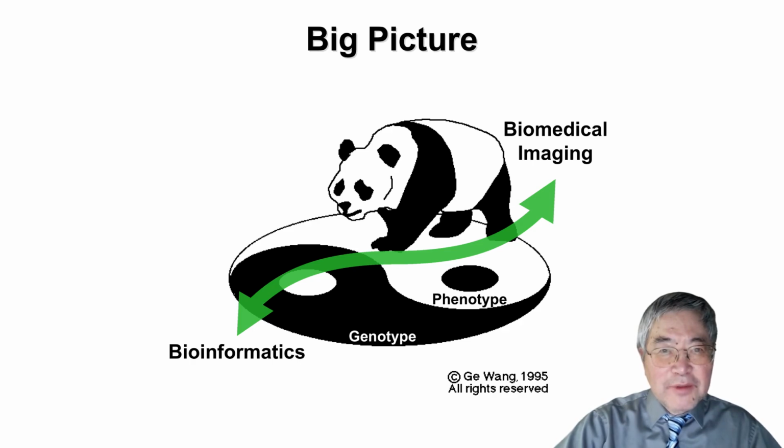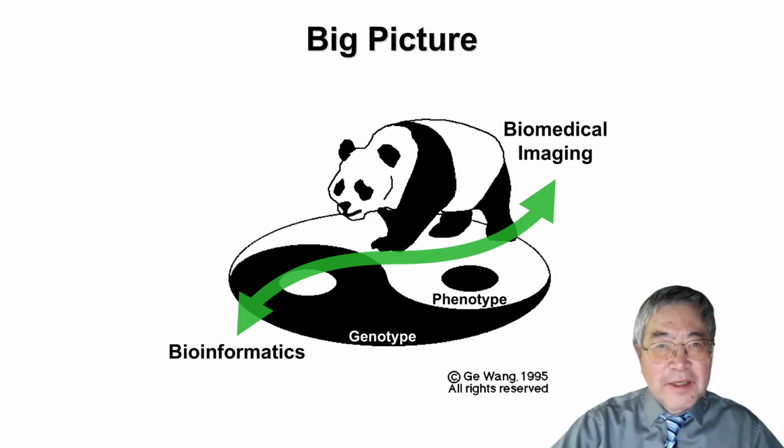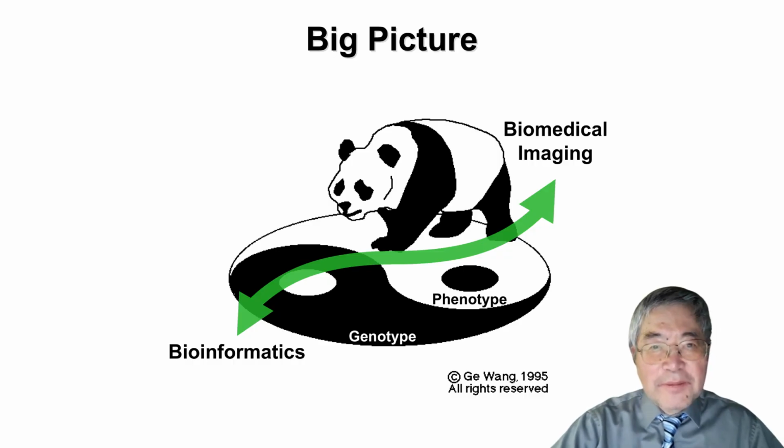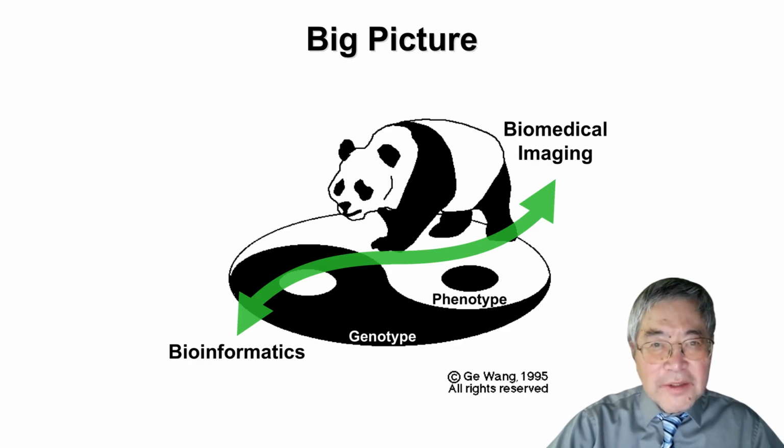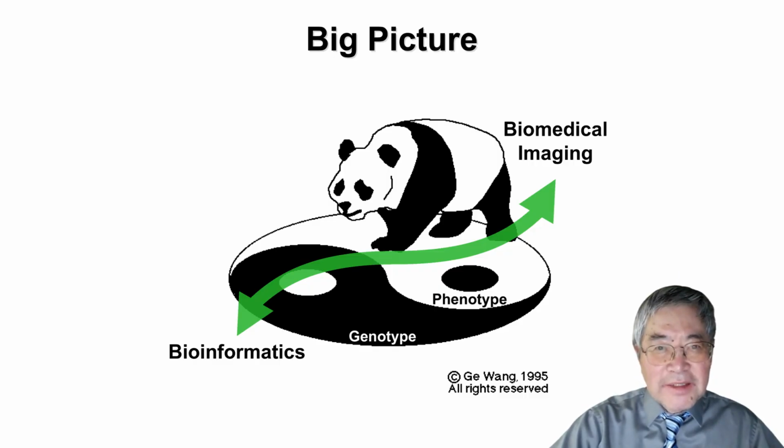Biomedical imaging plays a crucial role in studying the phenotype. Through imaging, we can visualize and analyze the biological structures and functions that define an individual's phenotype. Now, bioinformatics and genetic profiling give us a lot of information about the genotype, things like your genetic predispositions and variations. However, these genetic insights need to be connected to the physical manifestation of the genes, the phenotype. We can use biomedical imaging to observe and understand the effects of genetic factors on the body.